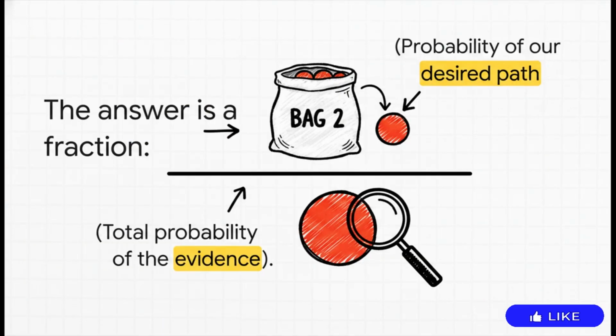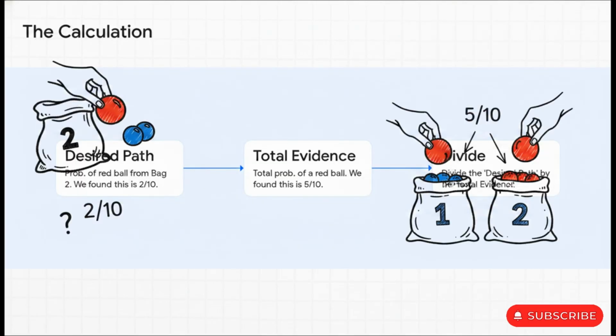In fact, for our little puzzle, we can boil the entire theorem down to this very simple idea. The probability we're looking for is just a fraction. The top part is the probability of the specific scenario we're interested in, our desired path. And the bottom part is the total probability of the evidence we've actually seen. That's it. And you see, this is exactly why we did that calculation earlier. We already have both numbers we need.